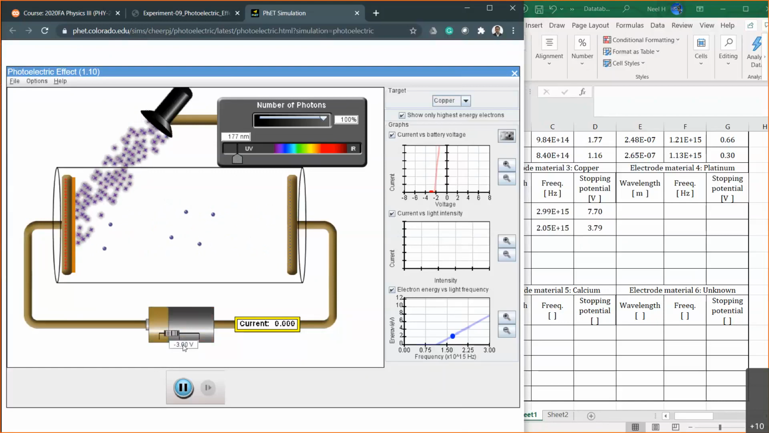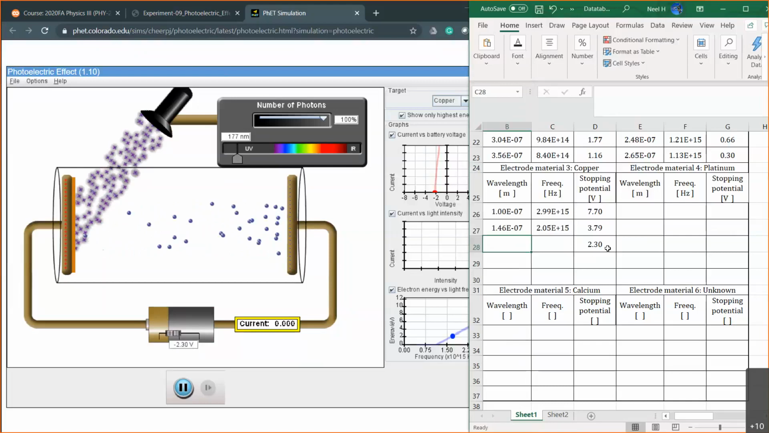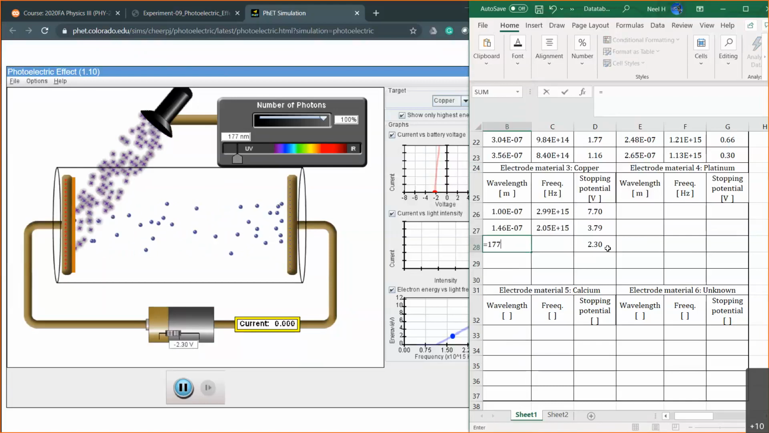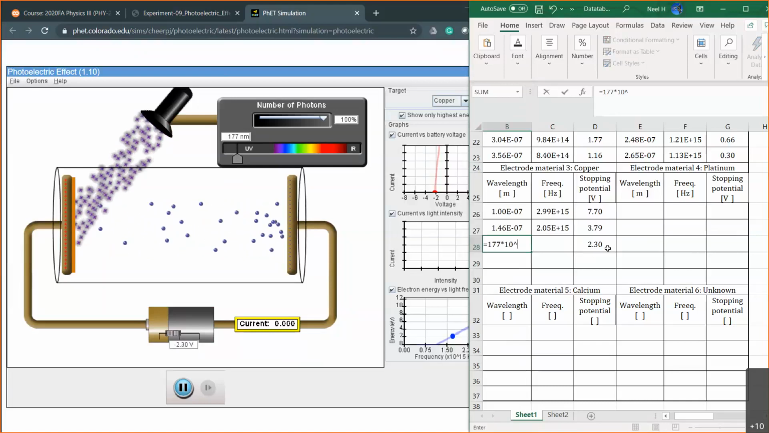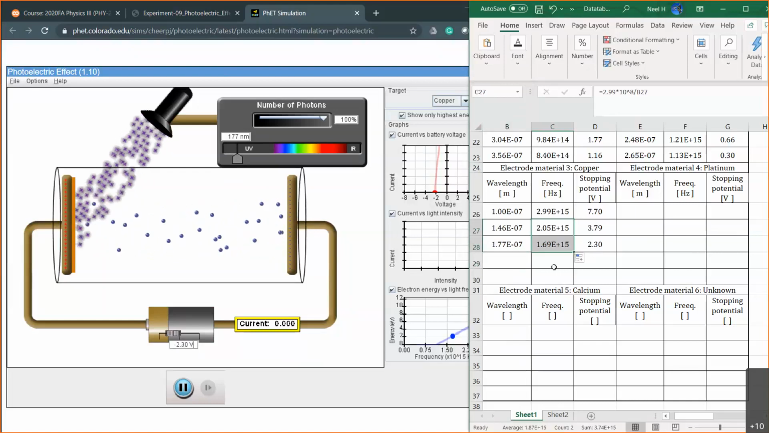-3, too high, I think. -2, good. 2.5 high. 2.3 high. 2.2, there's a number. 2.25. 2.7. 2.9. 2.3 is the best reverse potential. 2.3. And the wavelength is 177, equal 177 multiplied by 10 to the power -9. And then frequency you can click and drag.